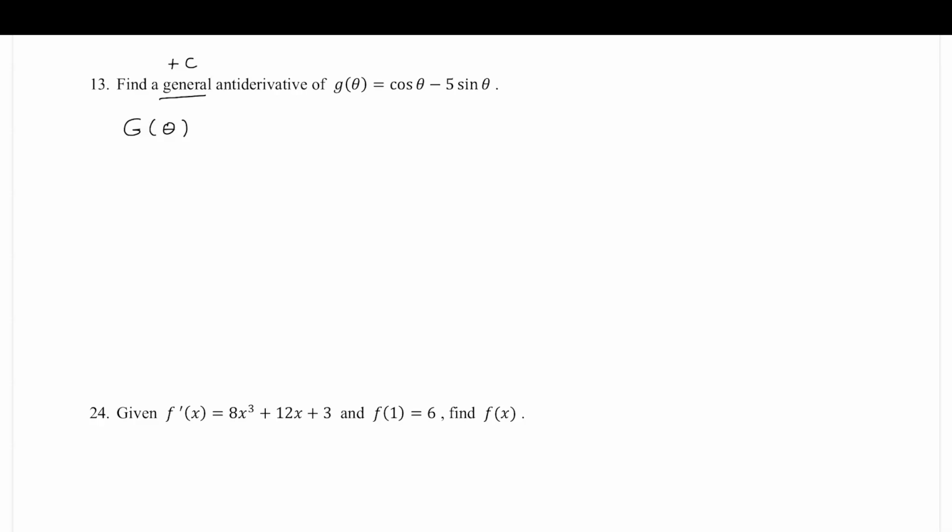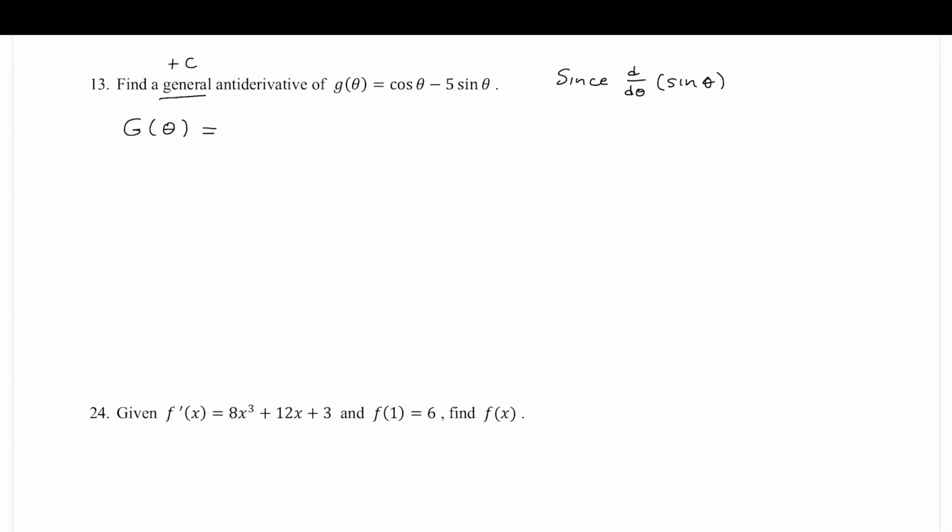So we're trying to figure out what function I could write down so that if I were to take its derivative, I would get cos theta minus 5 sine theta. So I don't want to take the derivative of what was given. I want to go in the opposite direction and find the antiderivative that has as its derivative cos theta minus 5 sine theta. So the first question I need to ask is, what function has cos theta as its derivative?